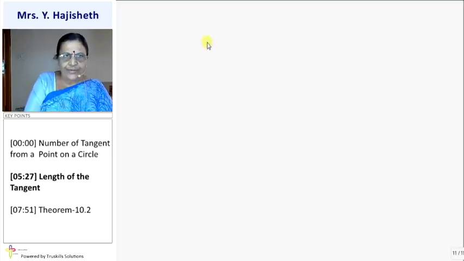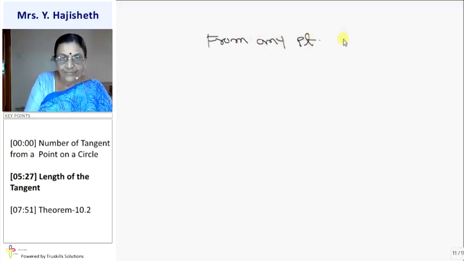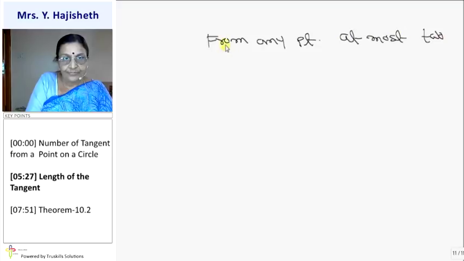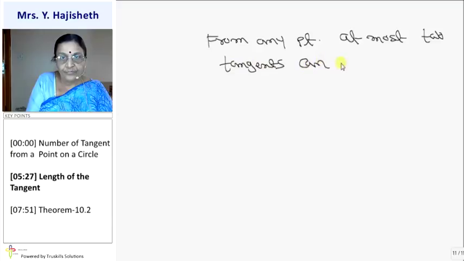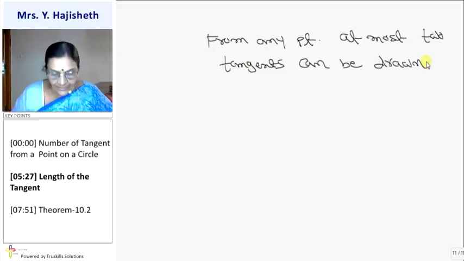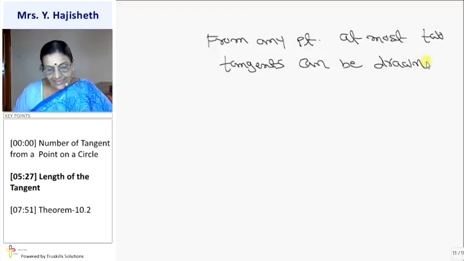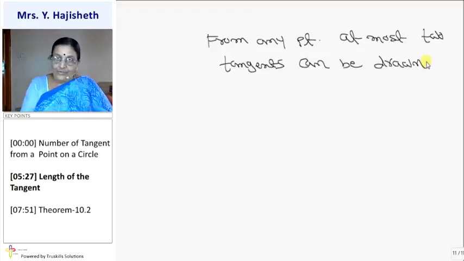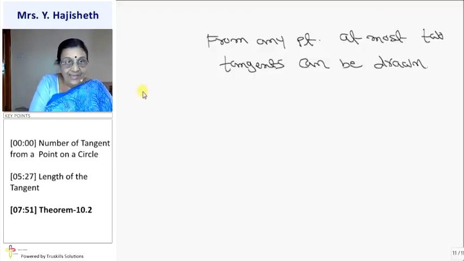So from all these three cases, what can we say? From any point at most two tangents can be drawn. At most, matlab maximum two. Two or one or none. If the point is outside, two tangents can be drawn. If the point is on the circle, one tangent can be drawn. If the point is inside the circle, no tangent can be drawn. So all this discussion is based on theorem number 2.